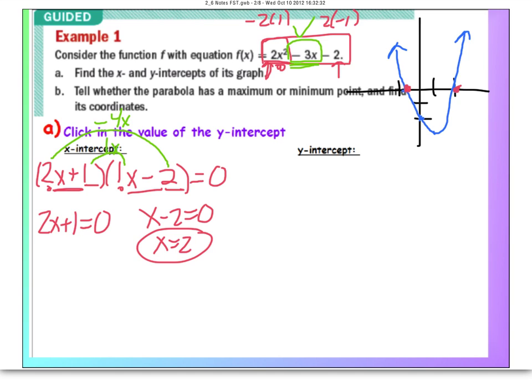To solve this second one, you would subtract 1 from both sides. Then you would divide by 2. So x would be -1/2. So the two x-intercepts we're seeing in the graph are -1/2 and 2.